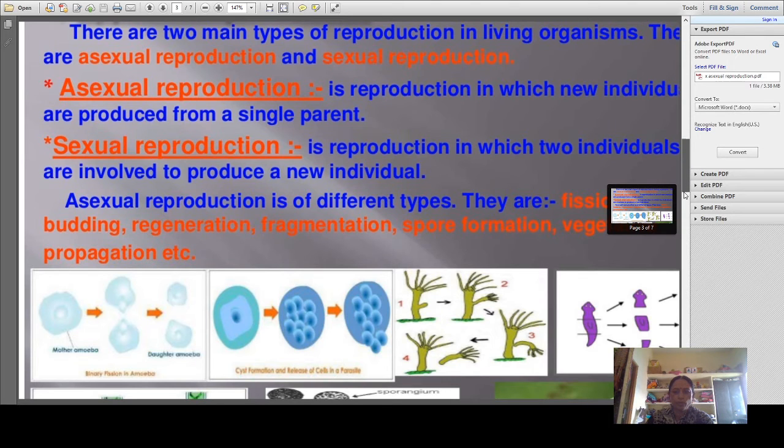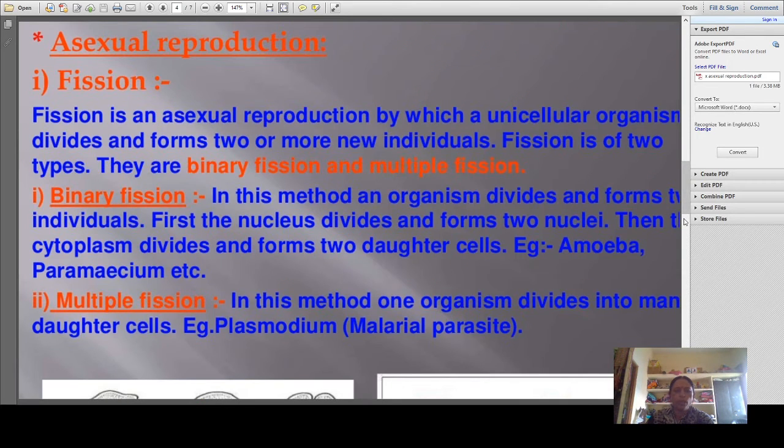Now asexual reproduction. The first one is fission. Fission is an asexual reproduction by which a unicellular organism divides and forms two or more individuals. Fission is of two types, binary fission and multiple fission.